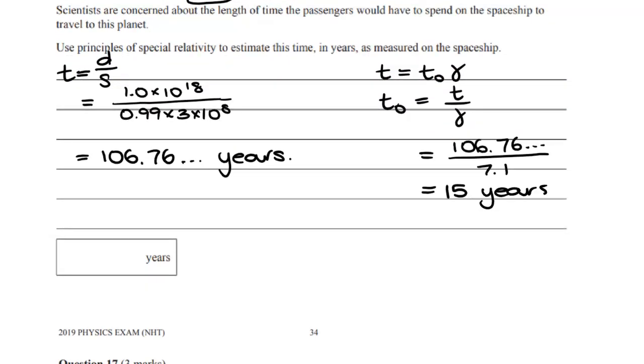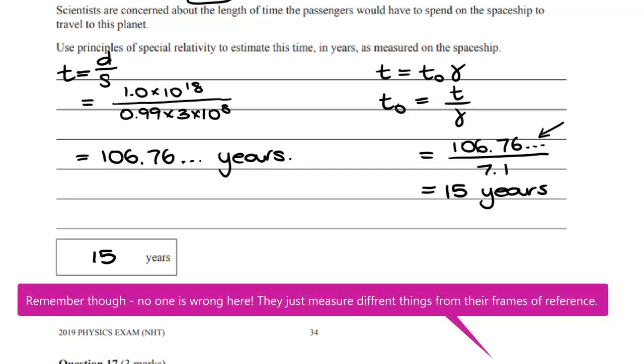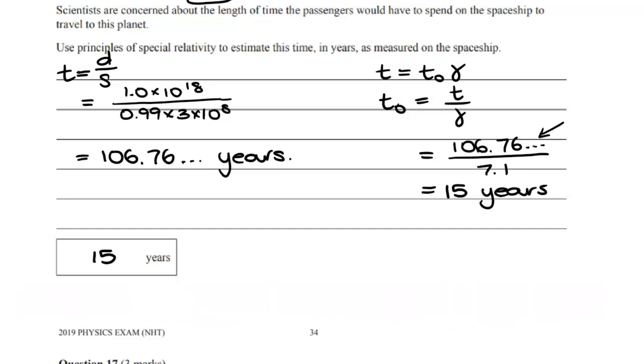Now note, I use years in this here. If you use years for the dilated time, years will be spat out for the proper time there. So that's perfectly fine. So to 2 sig figs, 15 years. That's much better. From the people in the spacecraft's perspective, they don't understand what the scientists are going on about. They only measure the trip to be 15 years long. So luckily it's not longer than the average human lifespan.